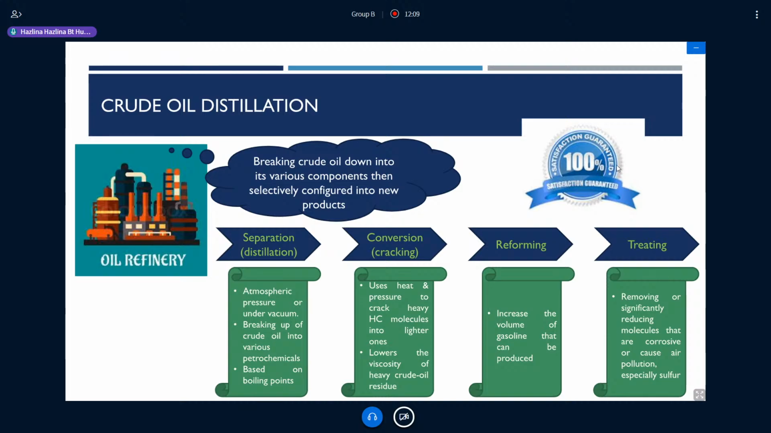Next is reforming. Reforming is also a downstream process for us to get a petrochemical product.